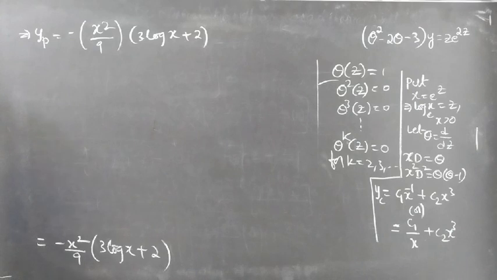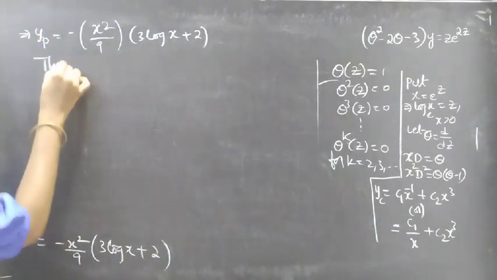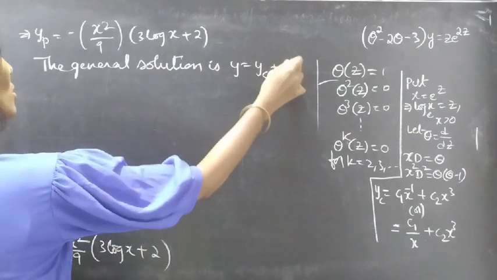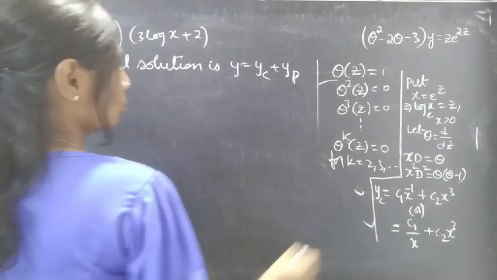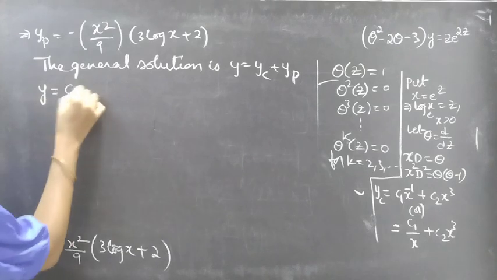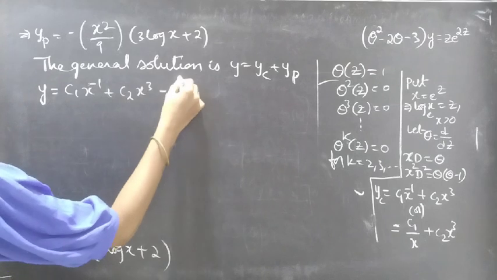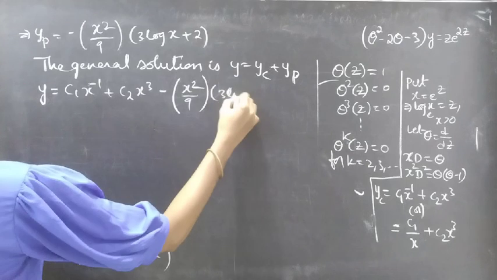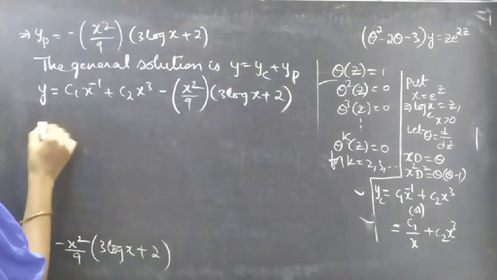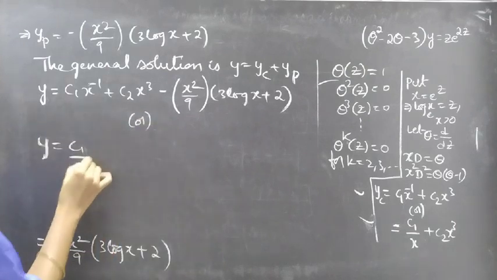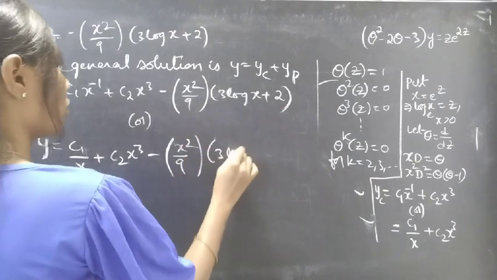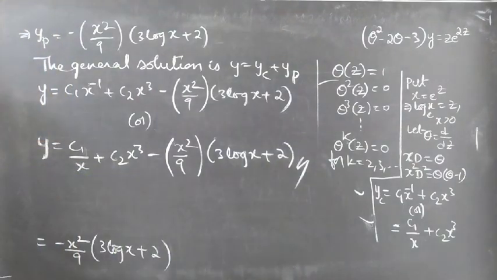See, we got yp and also yc. Now we can write the general solution. The general solution is given by y equals yc plus yp. Let's write it for the two yc's. Firstly, the first one: y equals c1 x inverse plus c2 x cube plus yp, minus of x squared by 9 into (3 log x plus 2). Now pick the second one: y equals c1 by x plus c2 x cube minus x squared by 9 into (3 log x plus 2). So this completes the problem.